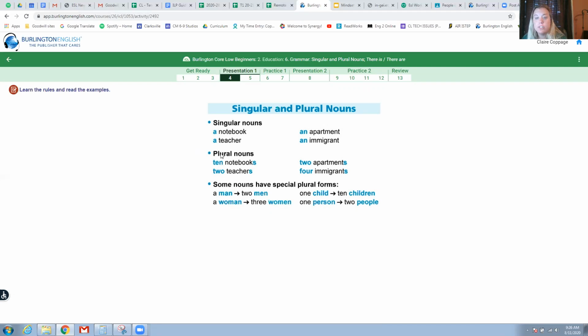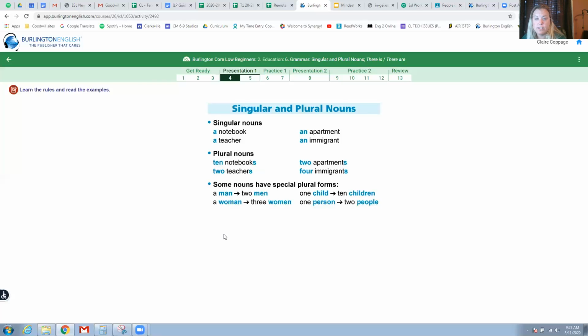Okay. Plural nouns, it's more than one. So we may have a number like 10 notebooks. La mayoría de los sustantivos plurales tiene ese al fin, okay? Hay algunos irregulares, claro. So we can have 10 notebooks, 2 teachers, 2 apartments. Es muy importante oír la S al fin, 4 immigrants, okay? And here are some irregular forms. We can have a man or 2 men.